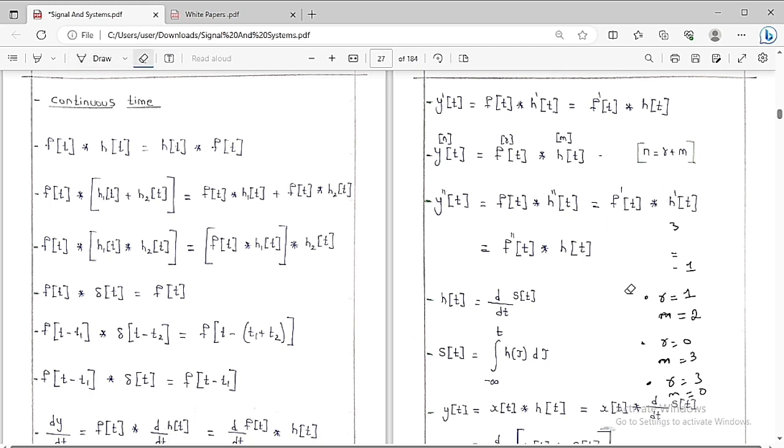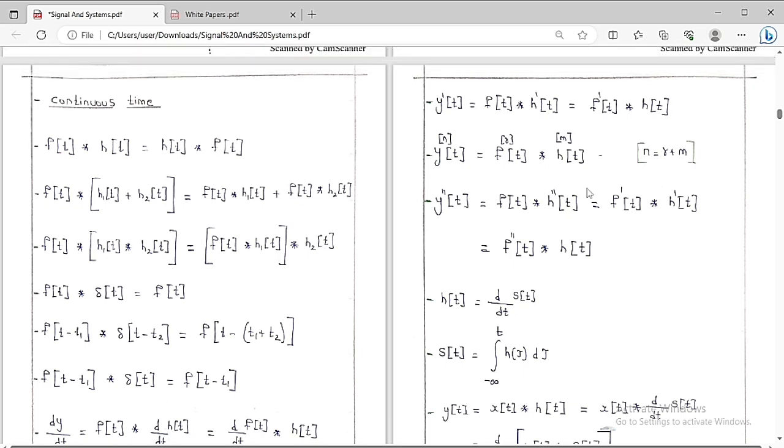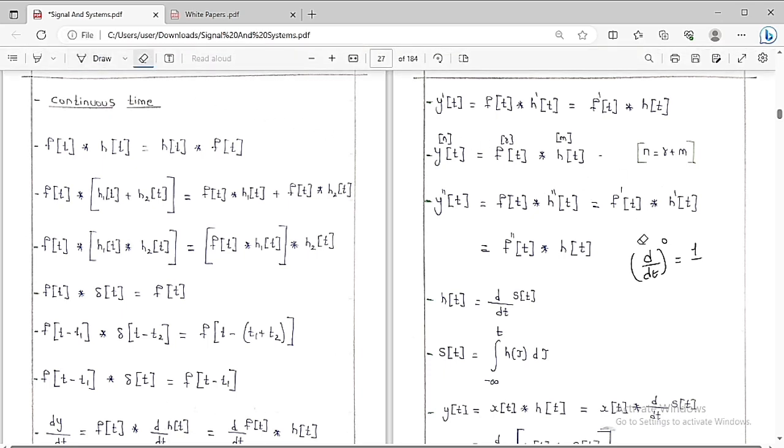So always remember, nth derivative of y of t is equal to rth derivative of f of t convolution with mth derivative of h of t, and n is always equal to r plus m. So 0 means there is no derivative, means take the signal as it is. Isn't it very clear? Zero derivative means d by dt to the power 0, and any power of 0 is nothing but 1. That's it, I'm trying to tell you. So we can say simply that the nth derivative of y of t is equal to the rth derivative of f of t convolution with the mth derivative of h of t, and n value is always equal to r plus m. This formula you always have to keep in your mind.